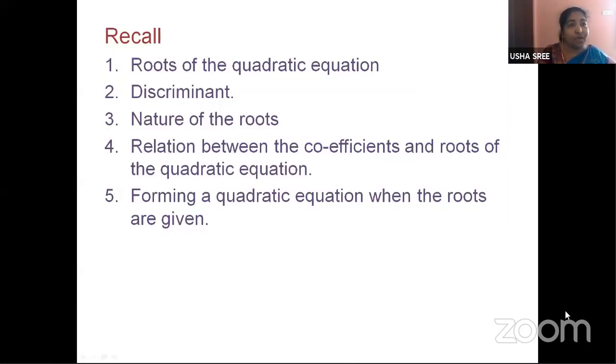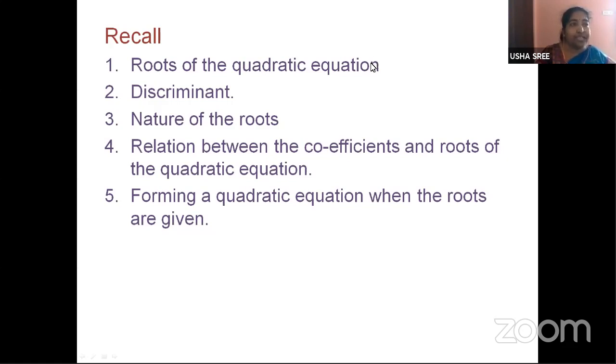Yesterday, we have seen some concepts. Let us try to recall what we have seen yesterday. Roots of the quadratic equation, how will be the roots, and discriminant. Based on the discriminant, how we are going to judge the nature of the roots. Then relation between the coefficients and the roots of the quadratic equation. Then forming a quadratic equation when the roots are given. These are the concepts we have discussed yesterday, right?